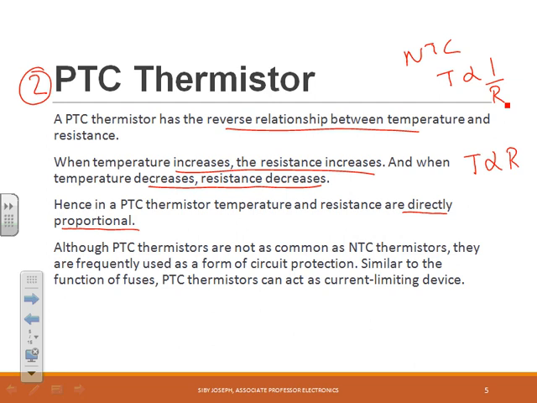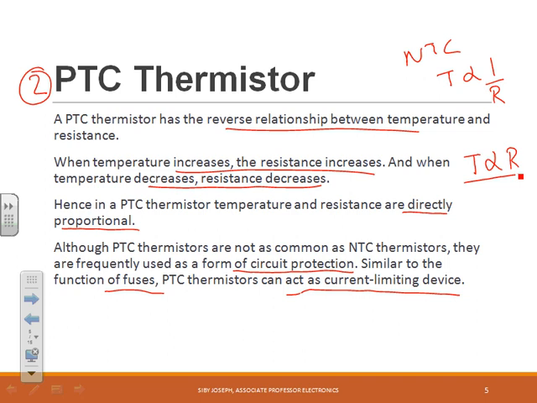Although PTC thermistors are not as common as NTC thermistors, they are frequently used as a form of circuit protection. These PTCs are used for circuit protection. Similar to the function of a fuse, PTC thermistors can act as a current limiting device. Some applications of the PTC: as we said, by increasing the temperature, resistance also increases. So this type of thermistor will be used as the function of a fuse, that is, circuit protection. It is used for protecting the circuit.